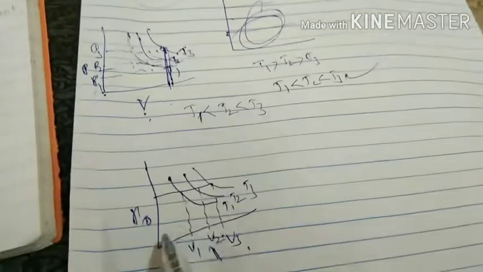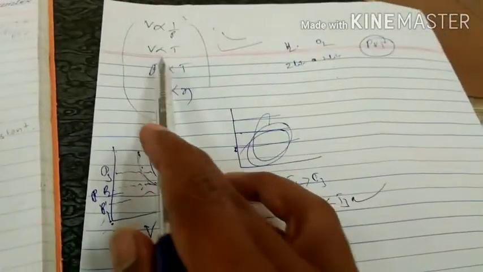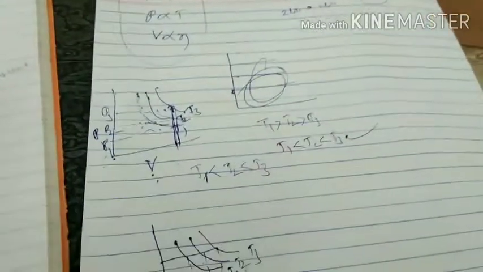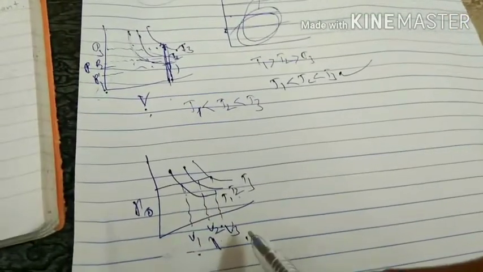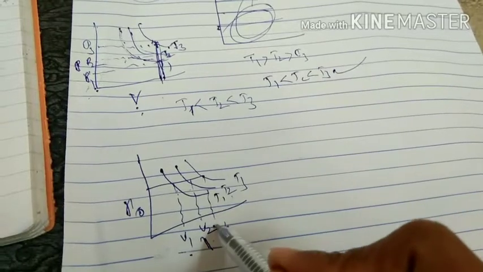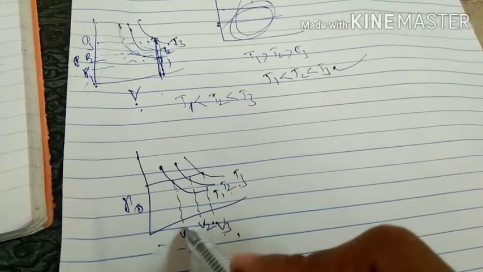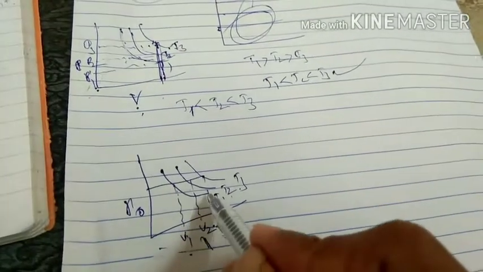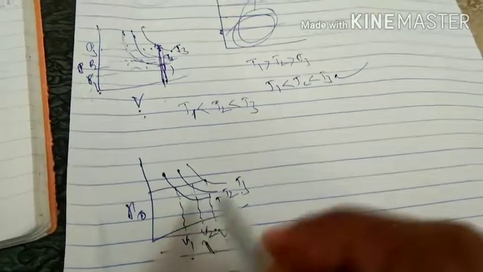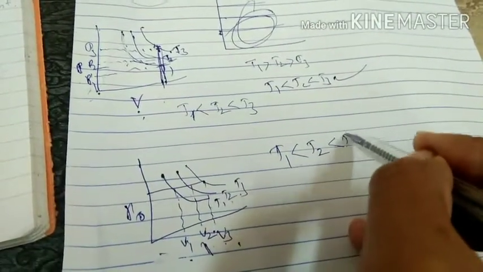Here pressure is constant. If pressure is constant, between volume and temperature, which relation is there? Directly proportional, according to Charles' law. So here V3 is more because from left to right volume increases, then automatically T3 is more. Here V1 is less, then automatically T1 is less. So here also you get the same relation, T1 less than T2 less than T3.